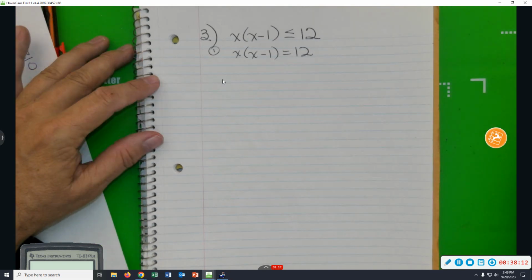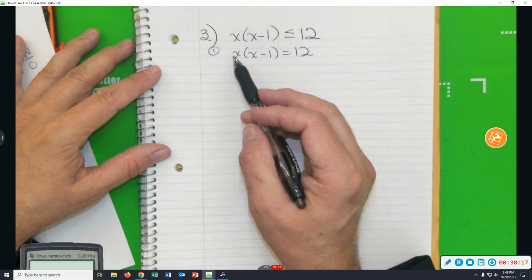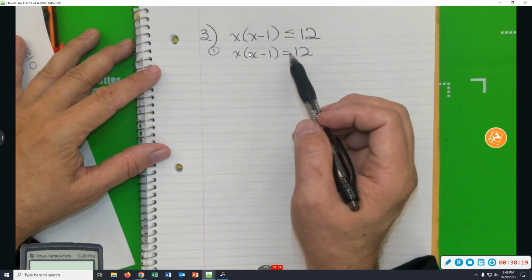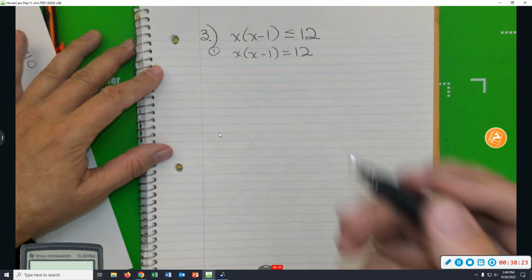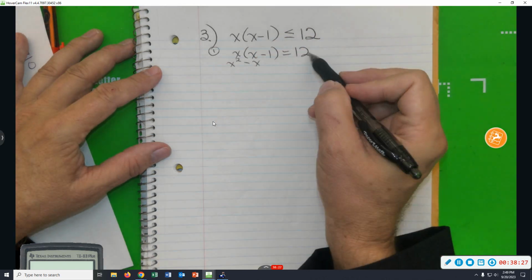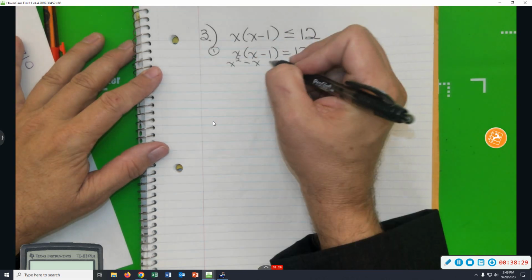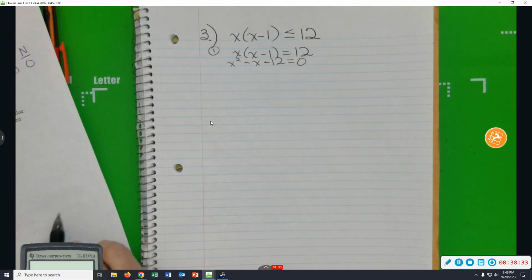We're going to have to do something. We know we're going to have to distribute the x. We're going to have to get it set equal to 0 because x times x is going to give us x squared. This is going to be quadratic. So we'll have an x squared minus 1x. We'll have to move the 12 over to make it equal 0.